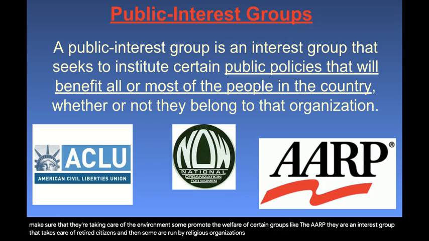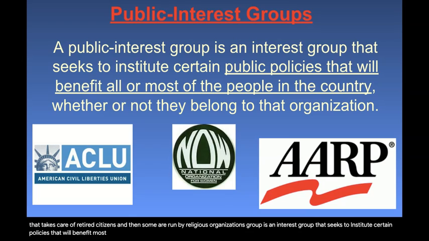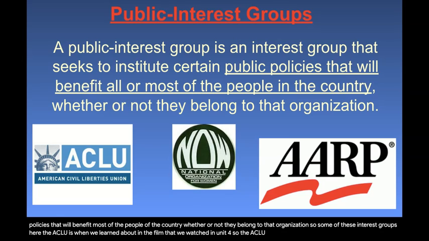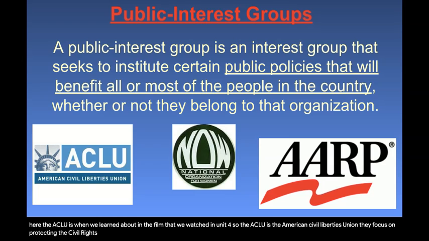A public interest group is an interest group that seeks to institute certain policies that will benefit most of the people in the country, whether or not they belong to that organization. So, some of these interest groups here, the ACLU is one we learned about in the film that we watched in Unit 4. The ACLU is the American Civil Liberties Union. They focus on protecting the civil rights of Americans in this country. So, while they may not specifically be working to benefit you, they're benefiting all Americans by fighting for civil rights.